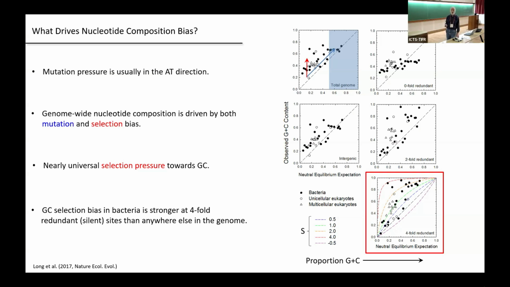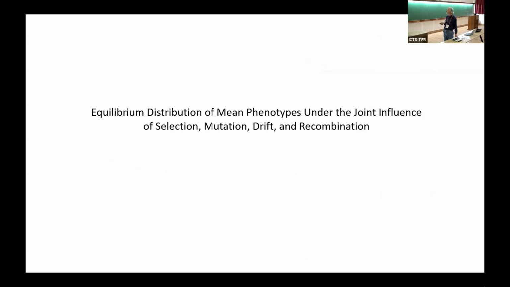This is a worry because we use silent sites to estimate theta or 4NeU because we think they're not under selection. But in bacteria, these points are way off the diagonal for a lot of bacteria. So silent sites are clearly under selection in bacterial species. So that's another thing you can do with this theory for simultaneously operating mutation, drift, and selection.